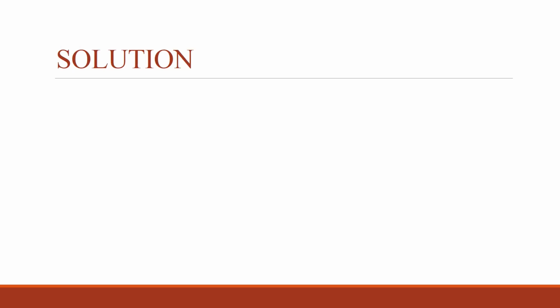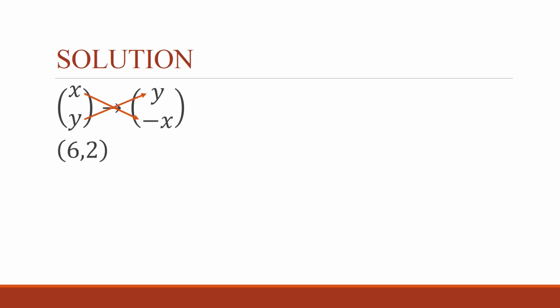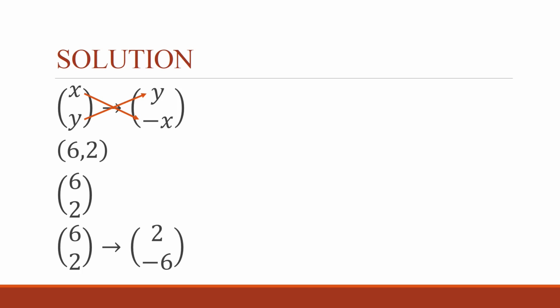In our solution, remember that anytime we have an object point (x, y) and we are rotating through 270 degrees anticlockwise, the x coordinate moves down and is negated, whilst the y coordinate moves up. Remember the first point given was (6, 2). I can rewrite this in column form, and to rotate through 270 degrees anticlockwise, the x coordinate, which is 6, moves down and is negated, whilst the y coordinate, which is positive 2, moves up, and that will produce the image point (2, -6).